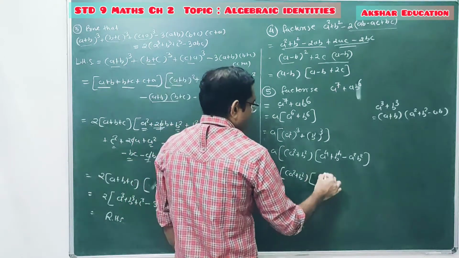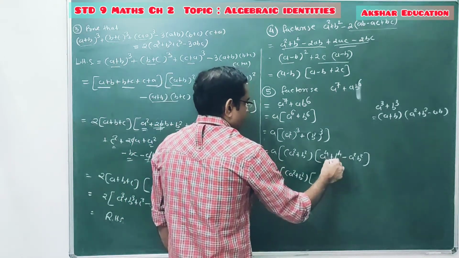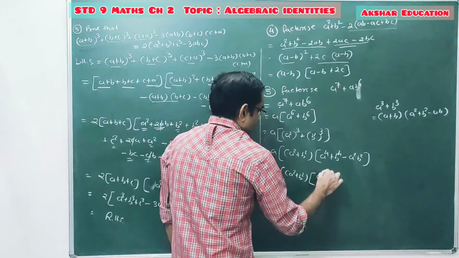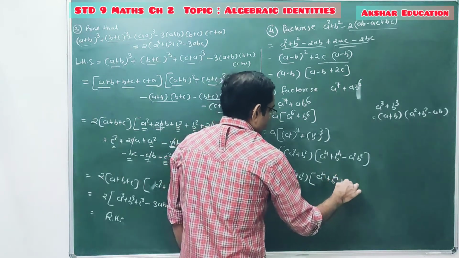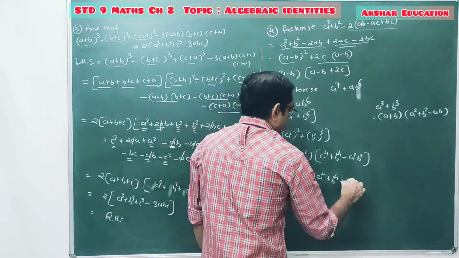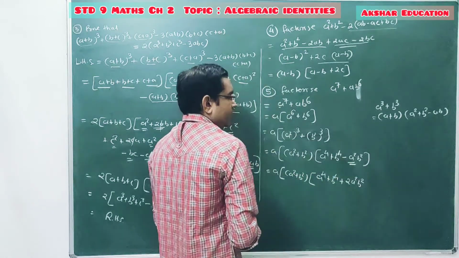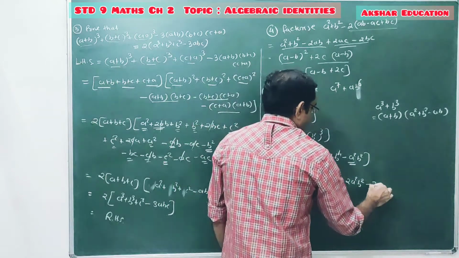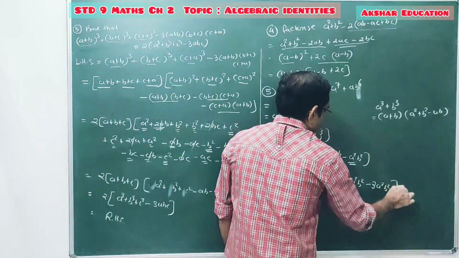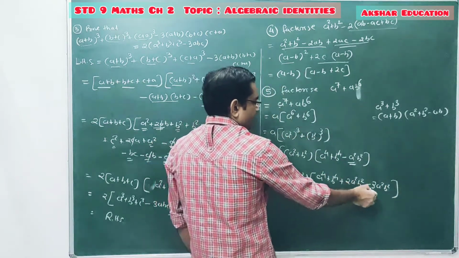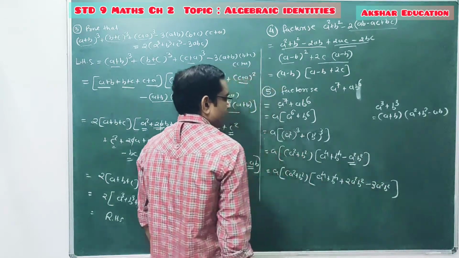Now here again I am doing some makeup. It's a perfect square, terms are there. So it's a raised to 4 plus b raised to 4. And here I am adding one middle term, that is 2a square b square. But the actual term is minus a square b square, so I have to subtract 3a square b square. So 2a square b square minus 3a square b square will be minus a square b square.